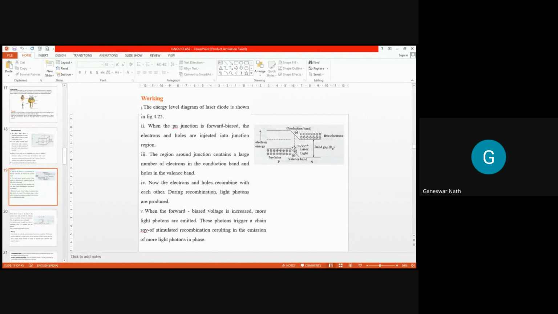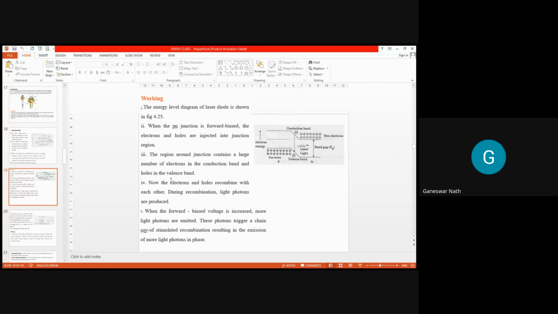And all of you know that when recombination takes place between the hole and the electron, it is given out as laser light, and this is the band gap. Different semiconductor materials have different band gaps, like germanium and silicon. By adding some dopant material, we decrease the band gap, and if we decrease the band gap, there is easy transition of electrons and holes, giving more and more light.